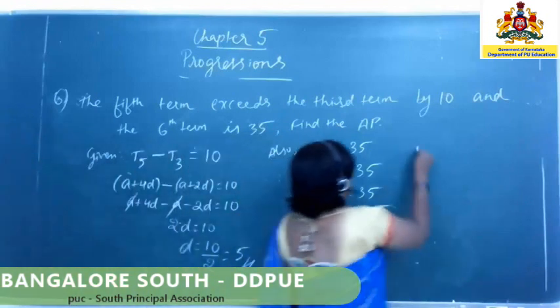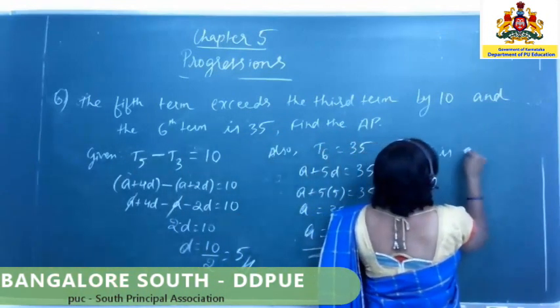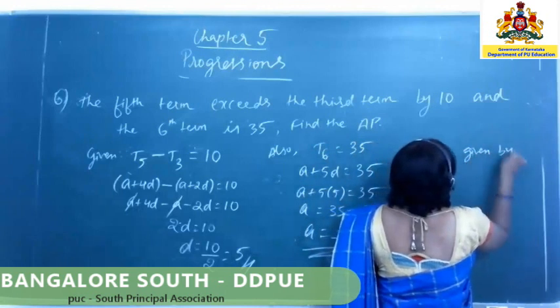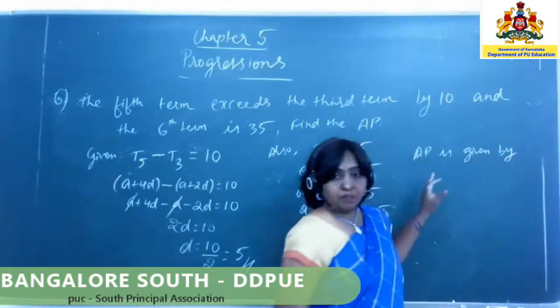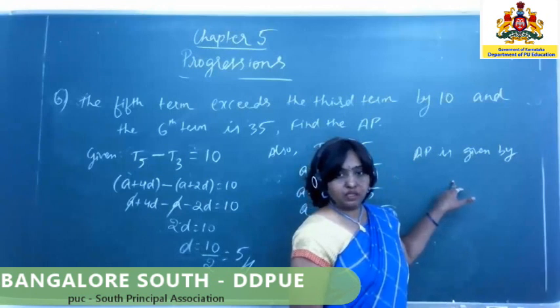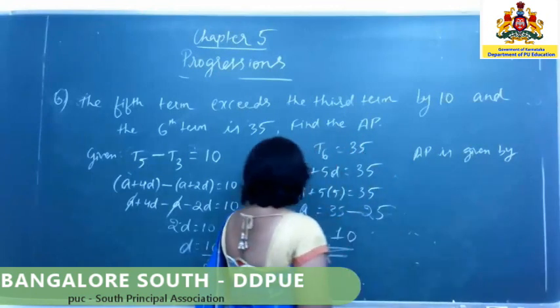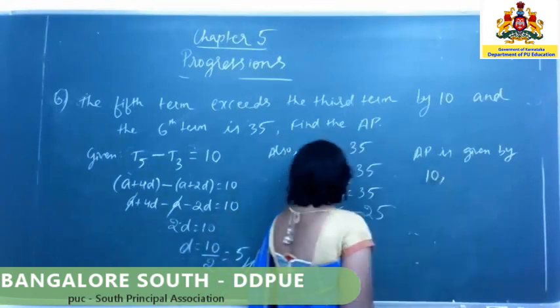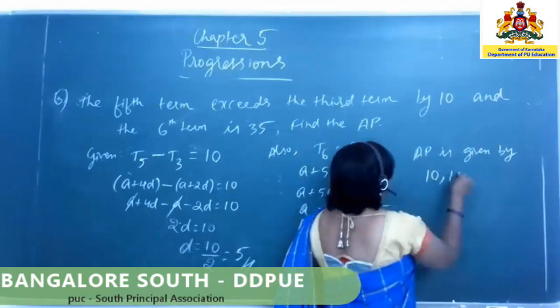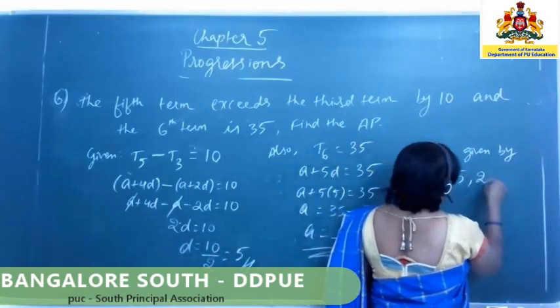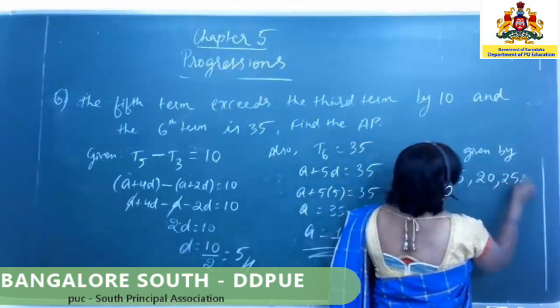So AP is given by A, A plus D, A plus 2D. That is the general form. So A is 10, then 10 plus 5, 15, then 15 plus 5, 20, then 20 plus 5, 25. Continue.